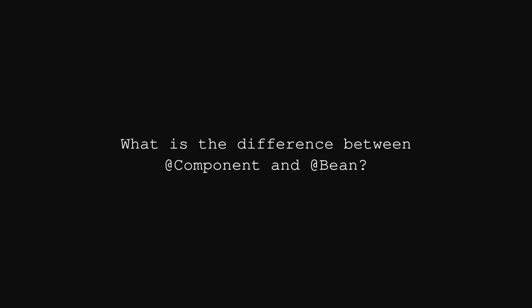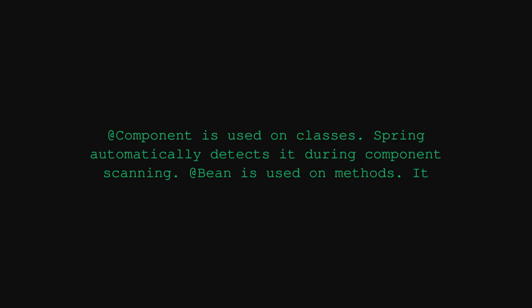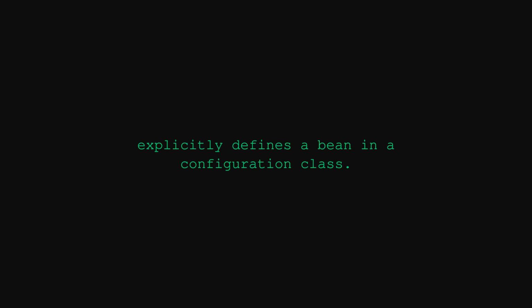What is the difference between @Component and @Bean? @Component is used on classes. Spring automatically detects it during component scanning. @Bean is used on methods. It explicitly defines a bean in a configuration class.